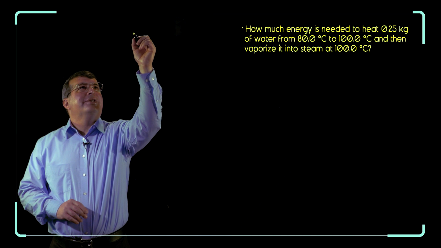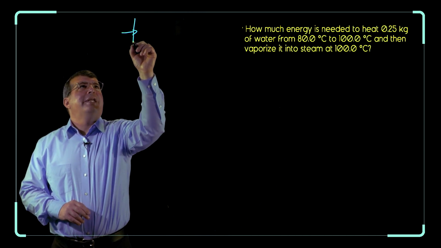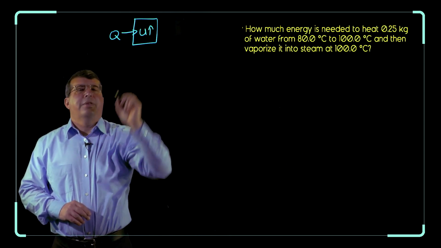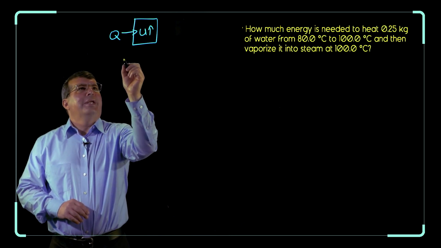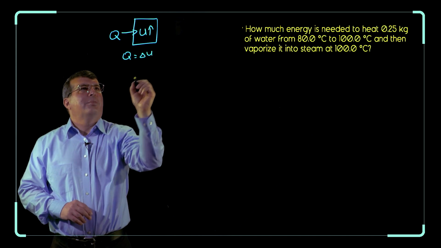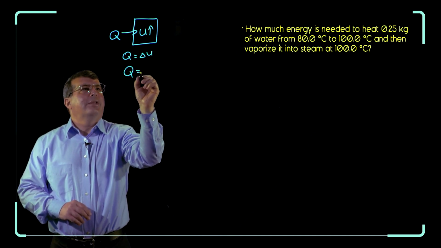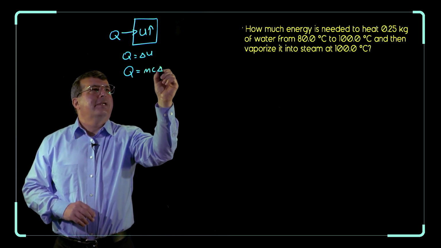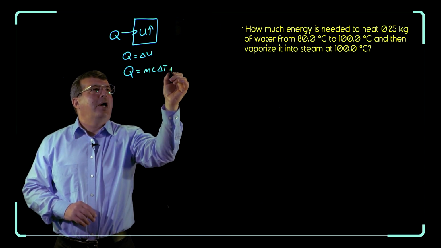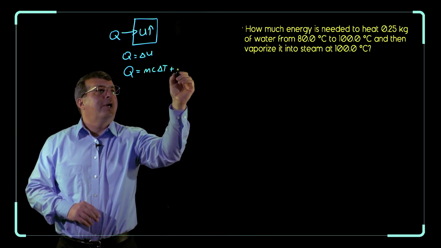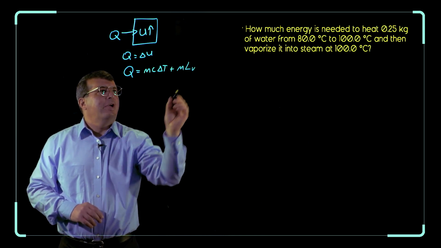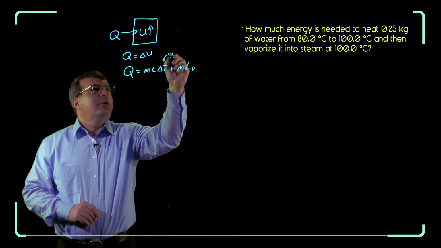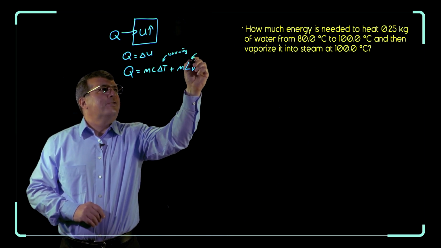Okay, our energy situation is as it always is. We have heat going into the water, and we have an increase in thermal energy. The heat is equal to the change in thermal energy. And the thermal energy is equal to the mass times the c times the change in temperature, so that is for the warming of the water, plus mass times the latent heat of vaporization, that is for the phase change. So this is for warming, and this is for the phase change.